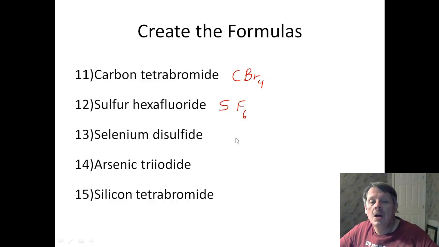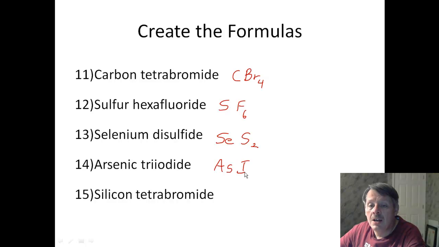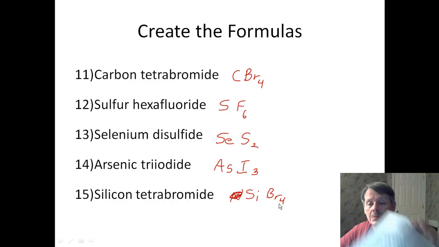Selenium. You're going to have to look up selenium. Selenium is right below sulfur, right? So that's Se, and it says disulfide, so it's going to be 2 of them. Arsenic, As. Triiodide, that's iodine with 3 of them. How about silicon? Silicon, tetrasilicon. Good, skip. Silicon, tetrabromide, Br, and there are 4 of them. Okay.